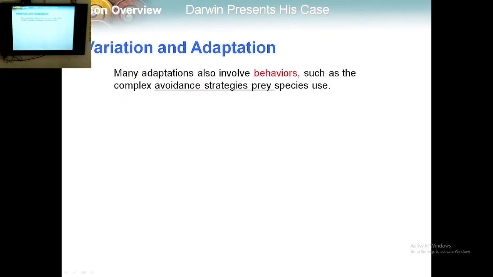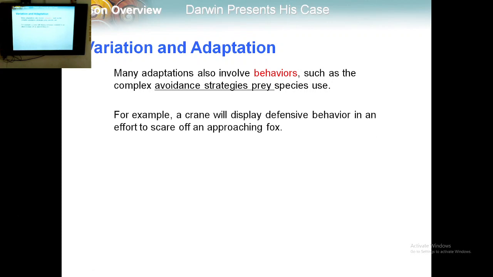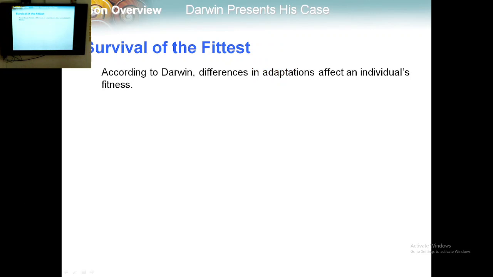Many adaptations also involve behaviors, not just structures, like complex avoidance strategies a species uses. For example, a crane will display defensive behavior in an effort to scare off an approaching fox. So this is a behavioral adaptation and strategy.